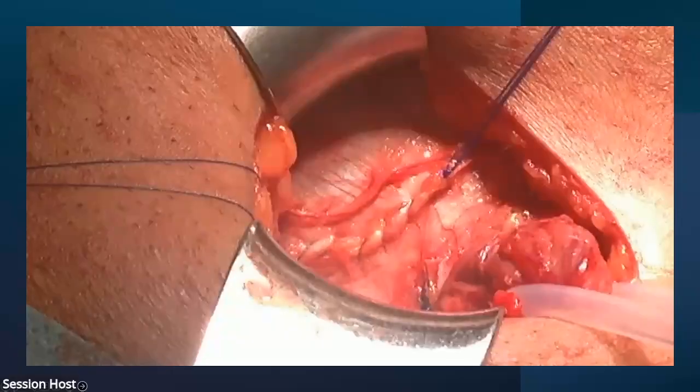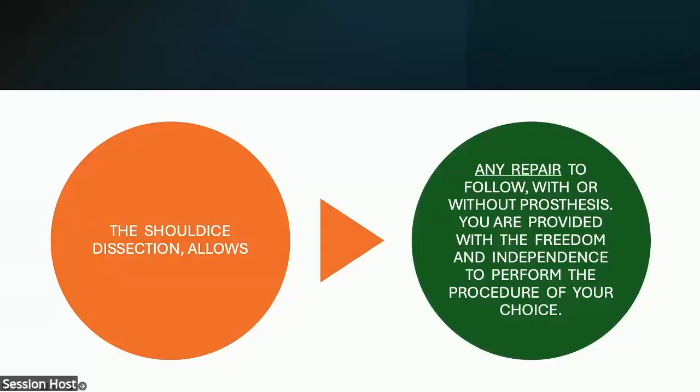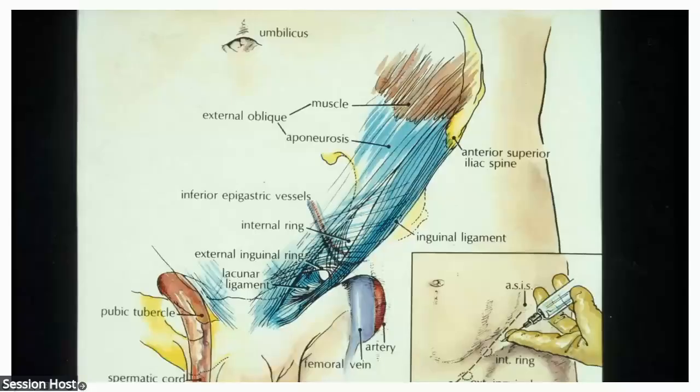That is how it looks when you have done a so-called Desarda repair. And the Shouldice dissection alone allows any repair, with prosthesis or without a mesh, and we can reconstruct the posterior wall anyway, and we can decide intraoperatively how much reinforcement we need. Now I will show some drawings I got from Robert Bendavid directly from the Shouldice Hospital. These are very historic drawings, and then I come to some videos.